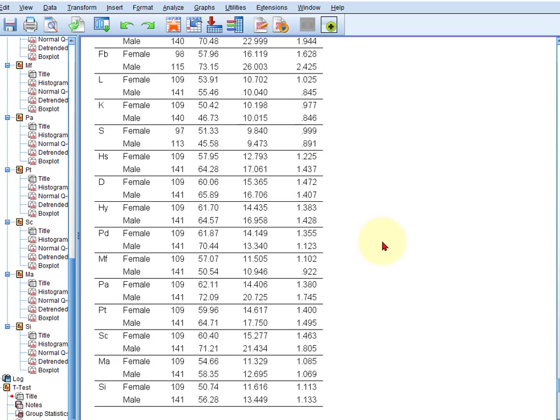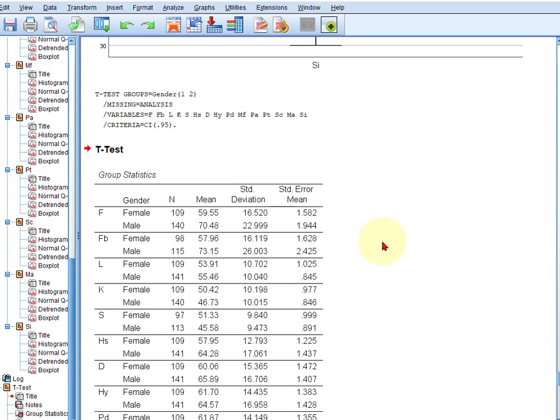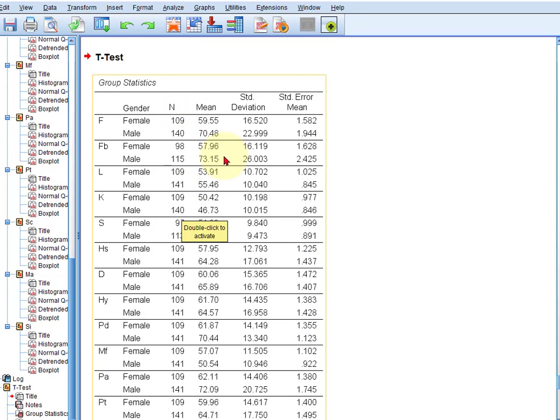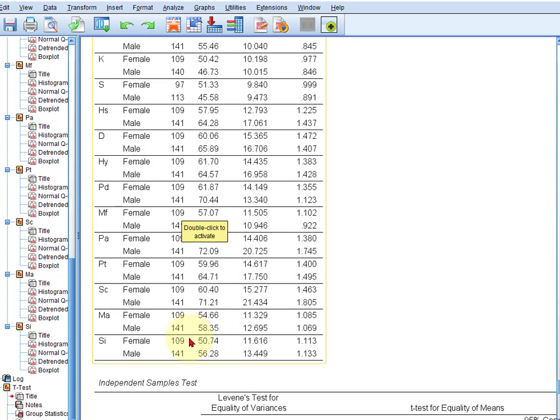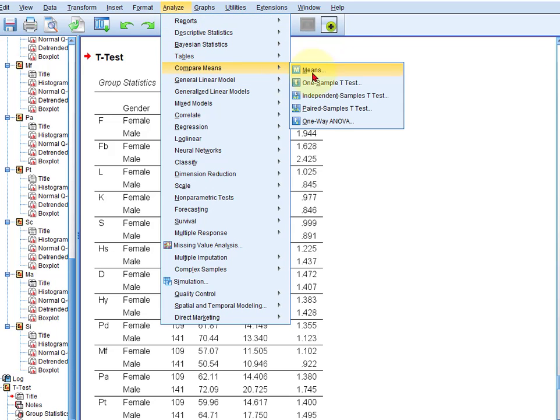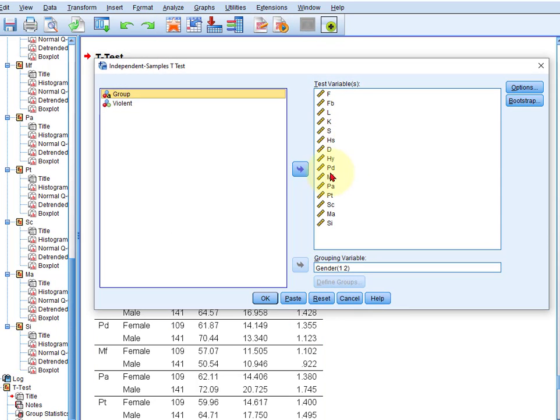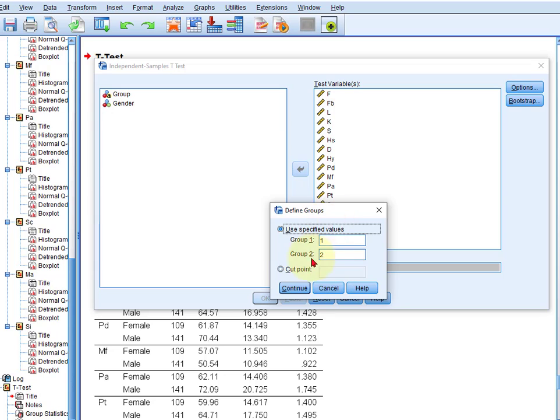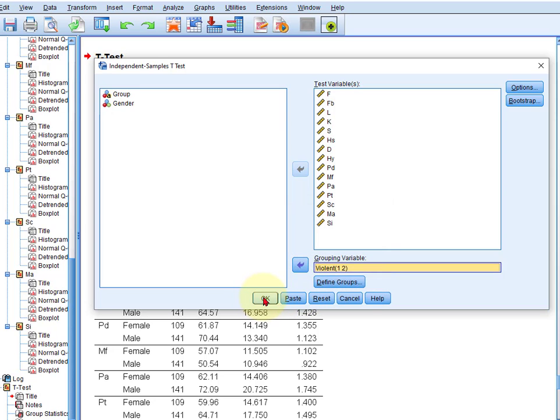Now, some things you might want to watch out for are sample size. Your sample sizes are pretty even, 109, 140, that kind of thing. So that's not going to be an issue with you. So now let's repeat this for the violent group. Analyze, compare means, independent samples, out with gender, in with violent. And again, we used 1 and 2 for violent. And remember, 1 was violent, 2 was nonviolent.